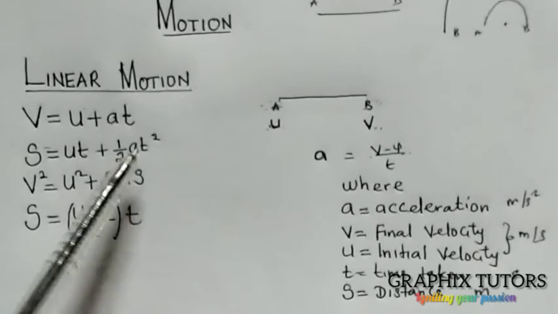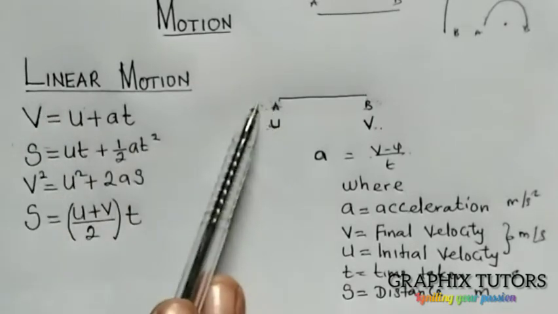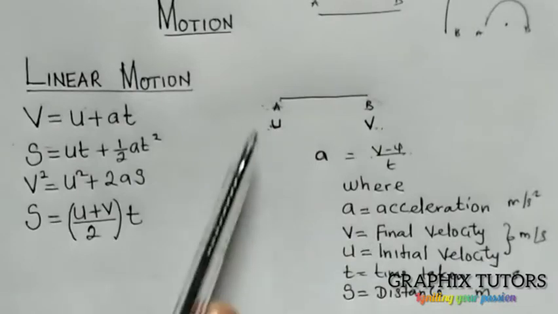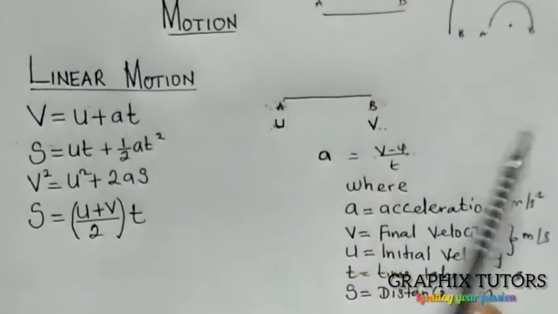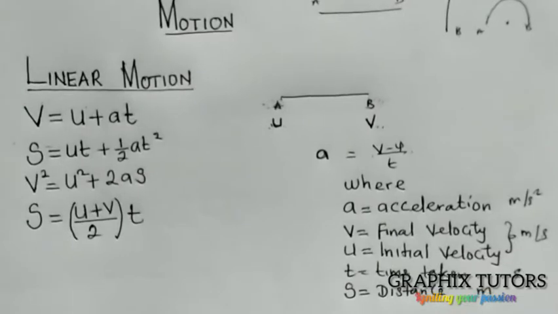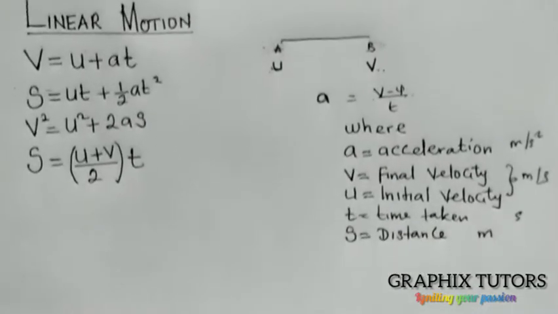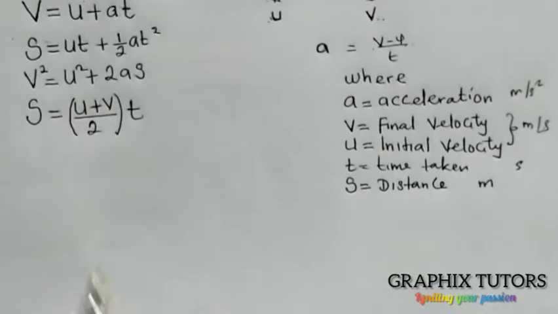Now let's see. This is when the object is moving on a horizontal ground, a linear ground. Let's take an example and see how it goes. Example 1.